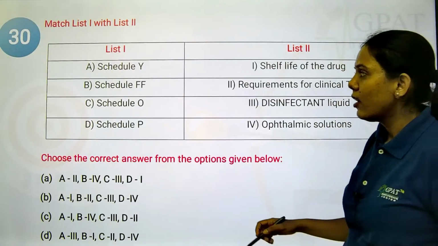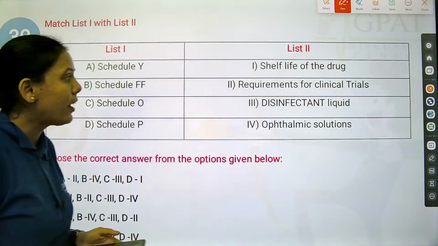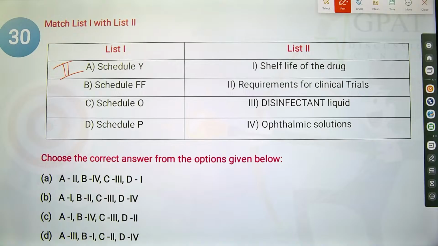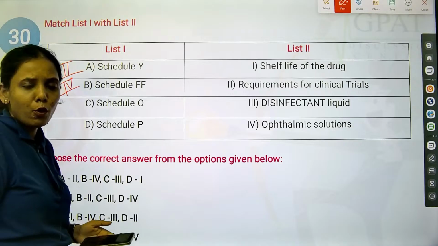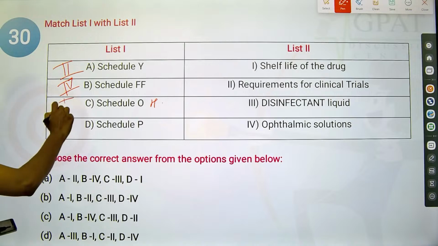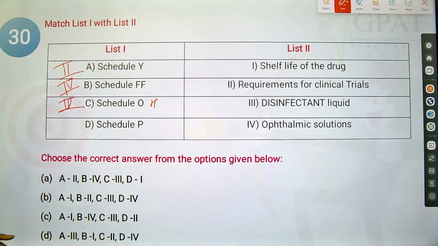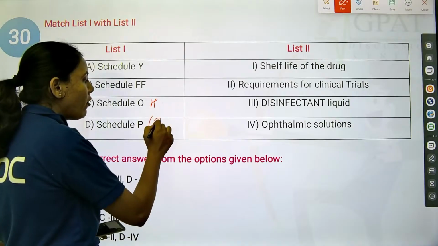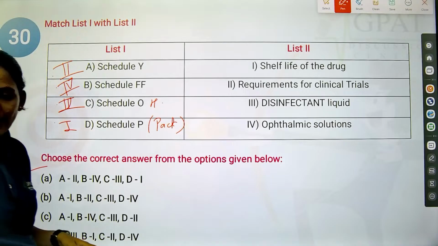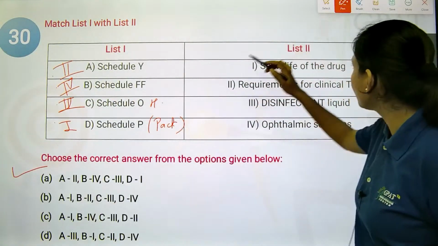Again, it is a match. Schedule Y. Y is about what? Clinical trials, right? Where it is given 2. Schedule FF. Just now we have discussed ophthalmics, 4th. O stands for, remember, OH group or the disinfectant alcohol group. So that is nothing but the 3. P is nothing but the life period or the pack size, or we call it shelf life, right? So P stands for the first. So it is nothing but 2, 4, 3, 1. Where it is given 2, 4, 3, 1, option A. So option A is the right answer.